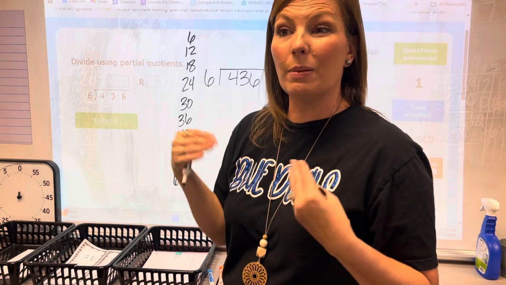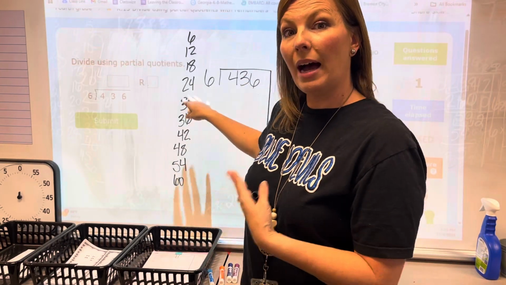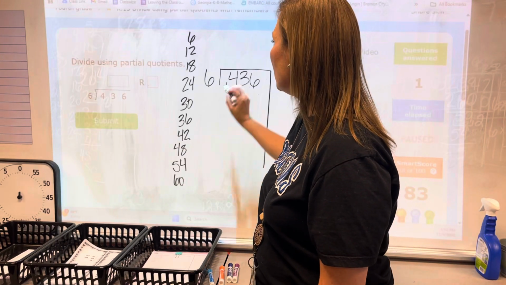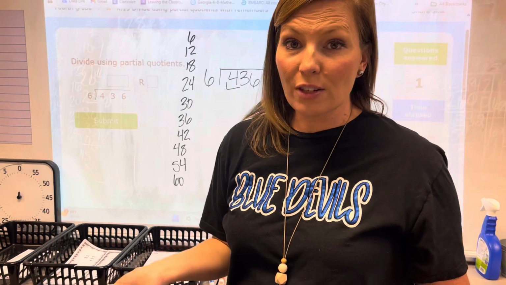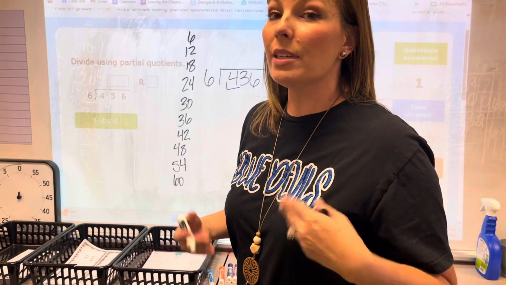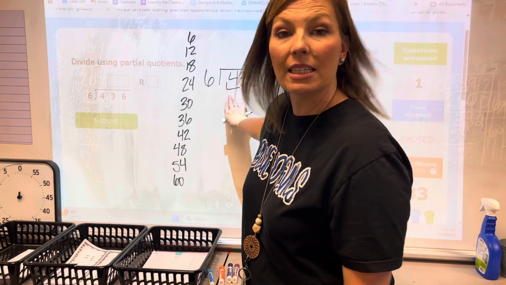And I like to explain the divisor, this 6, as friends. If I have 6 friends and I look at this first digit of 4, if I have 6 friends and I had 4 bracelets, would everybody get a bracelet? And that is a really difficult concept, no matter if you're using partial quotient or you're using standard algorithm. That is a conversation we have to have when we ask them, is 6 divisible by 4?